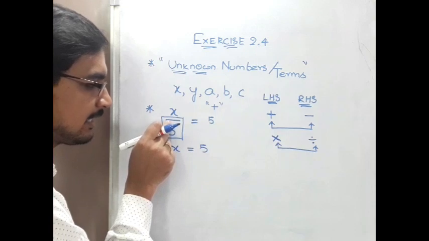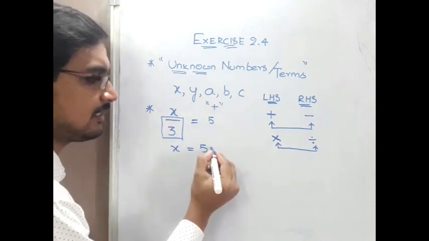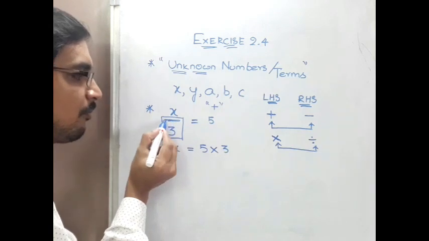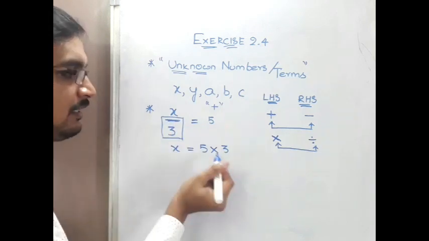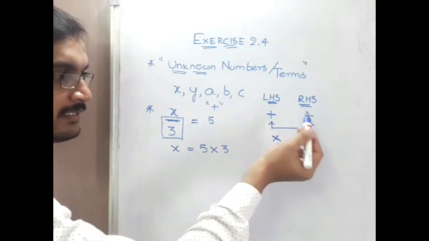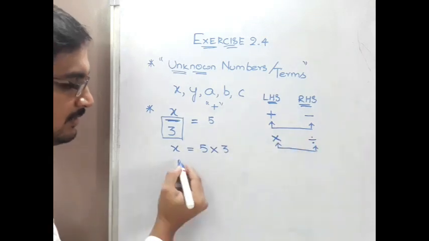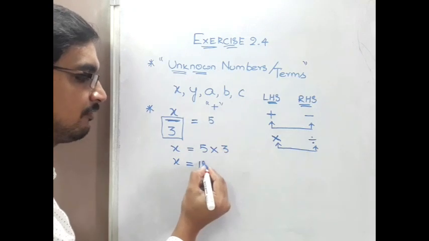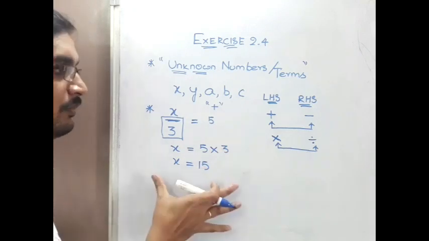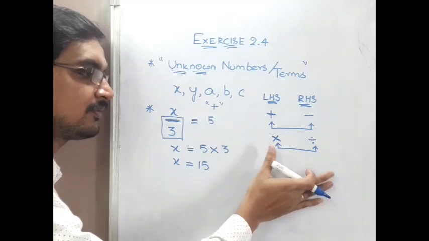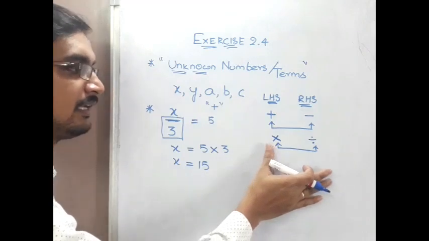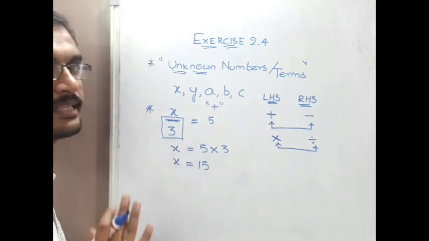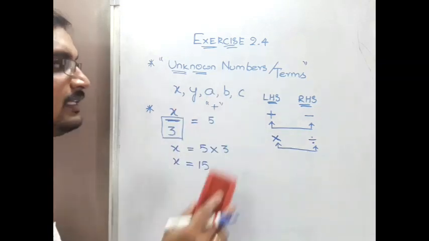This 3 which is under division, when we transpose to the other side, it should become multiplication. Simply just check the binary operation there. If it is division, it becomes multiplication; if addition, subtraction; and vice versa. So x is equal to 5 into 3, 15. Okay. So please be careful with this transposing terms. Otherwise, until and unless you are quite clear with this transposing, you won't get the answer. So please be careful with these terms.